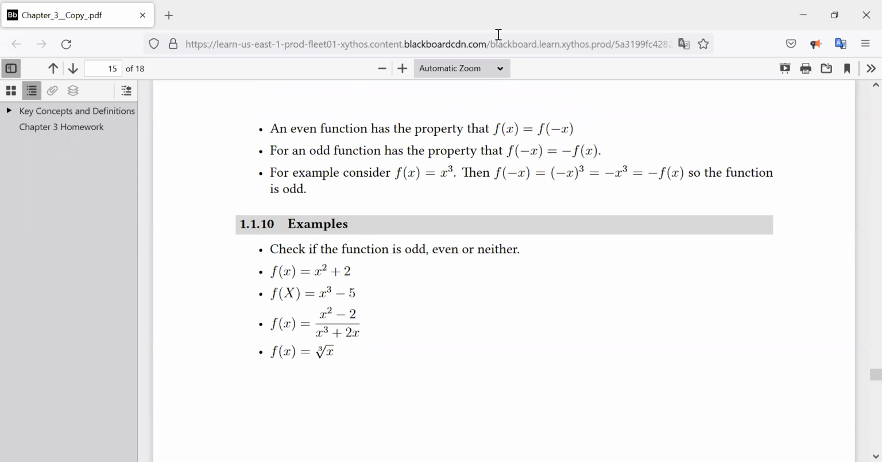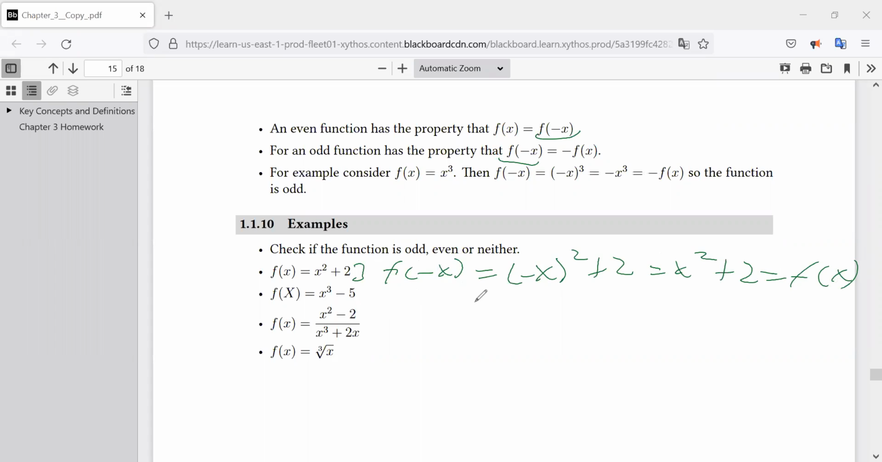So if we have this one, well, one thing I can do is literally plug in f of negative x and see what it'll give me. So f of negative x is going to be equal to negative x squared plus 2, which is equal to x squared plus 2, and that's equal to f of x, right? So this tells me that in general this has to be even.